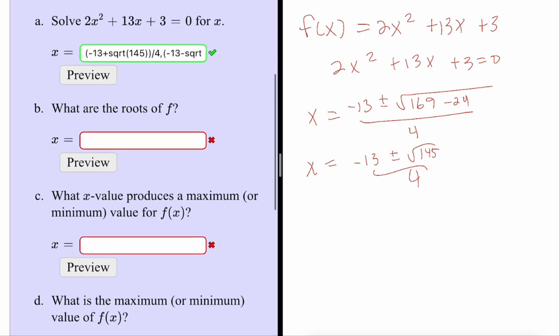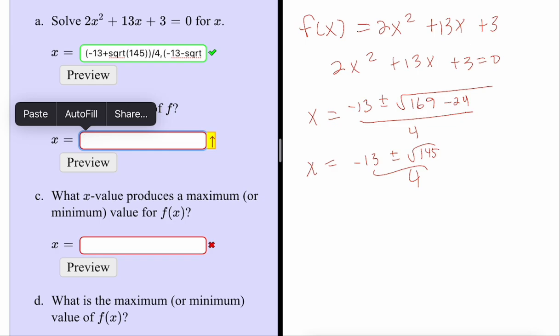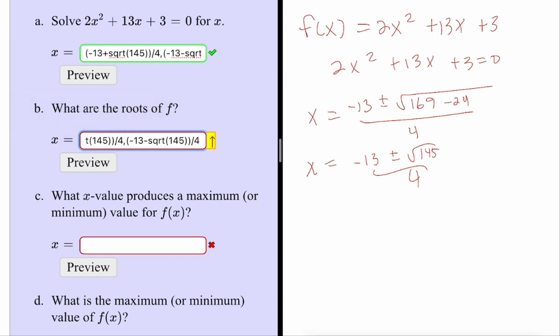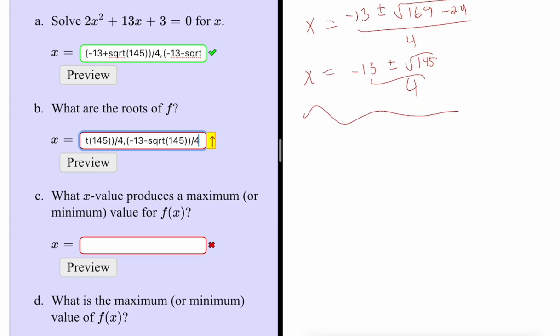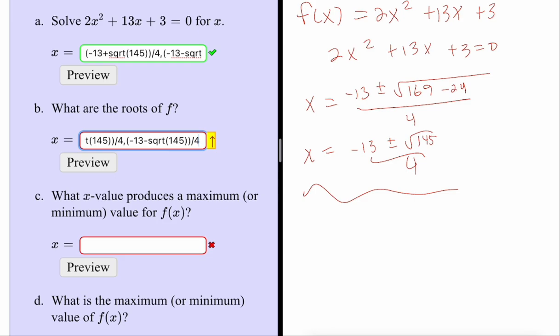Okay. Now, what are the roots? The roots are where the function equals 0. So I am going to copy and paste that right back into where we see. Okay. What x value produces a maximum? Oh, that's our vertex. The first one there is our vertex x, so it's just negative b over 2a. So negative 13 over 4. I'm not going to do that.